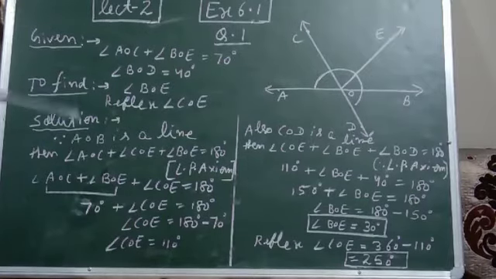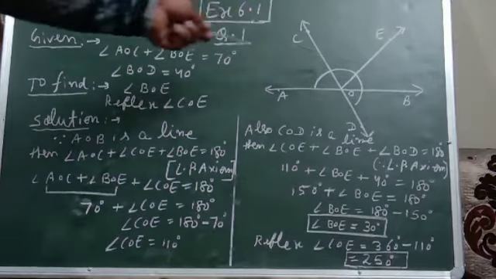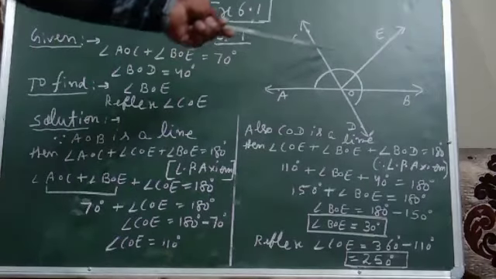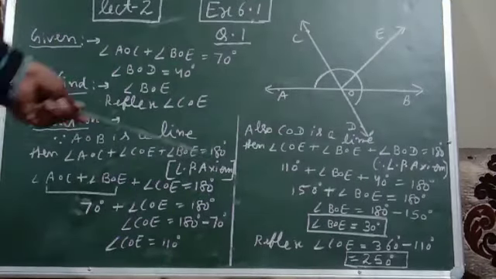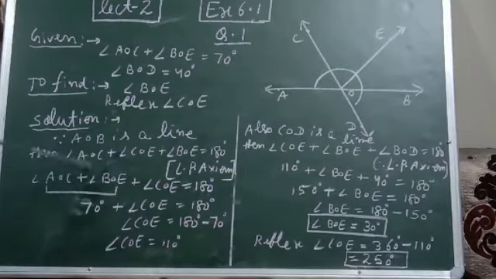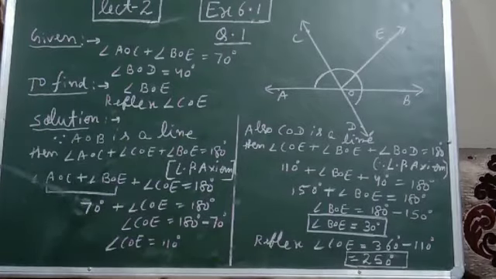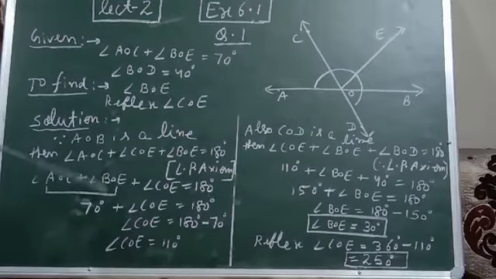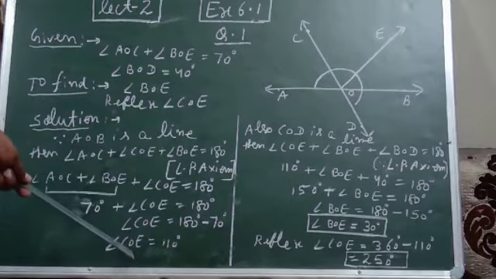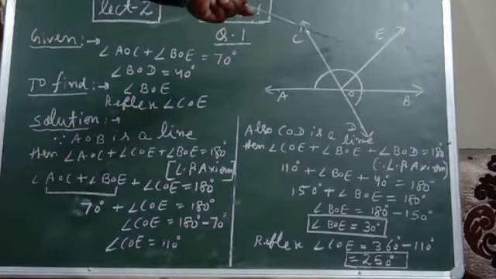So let's start the solution of this question. Let us first take this line AOB. On this line we have these three angles: AOC, COE, and BOE. The sum of these three angles will be 180. Now we know the sum of these two angles is 70. So we write AOC plus BOE plus COE equals 180. In place of these two we write 70. This 70 on this side will become minus, so we get the value of COE as 110. So by using this line we found the value of COE.